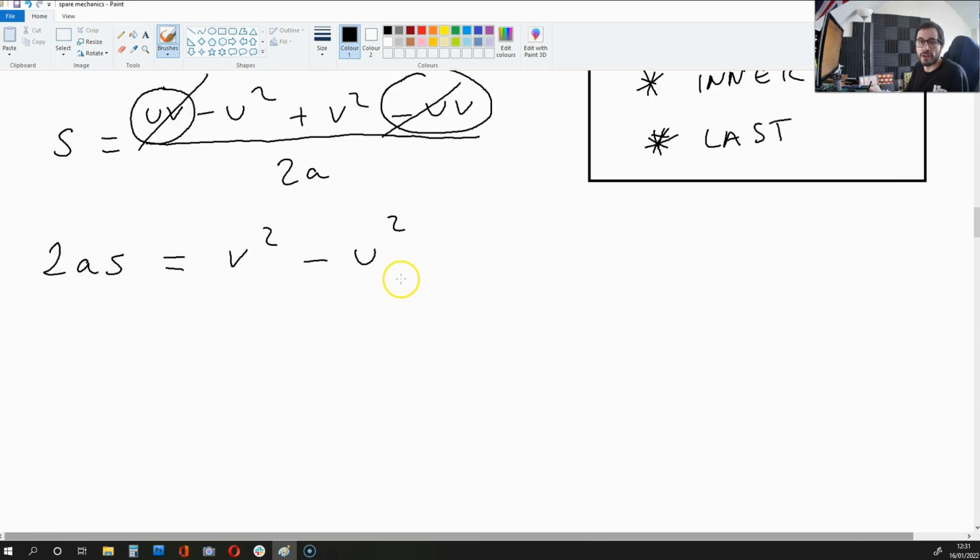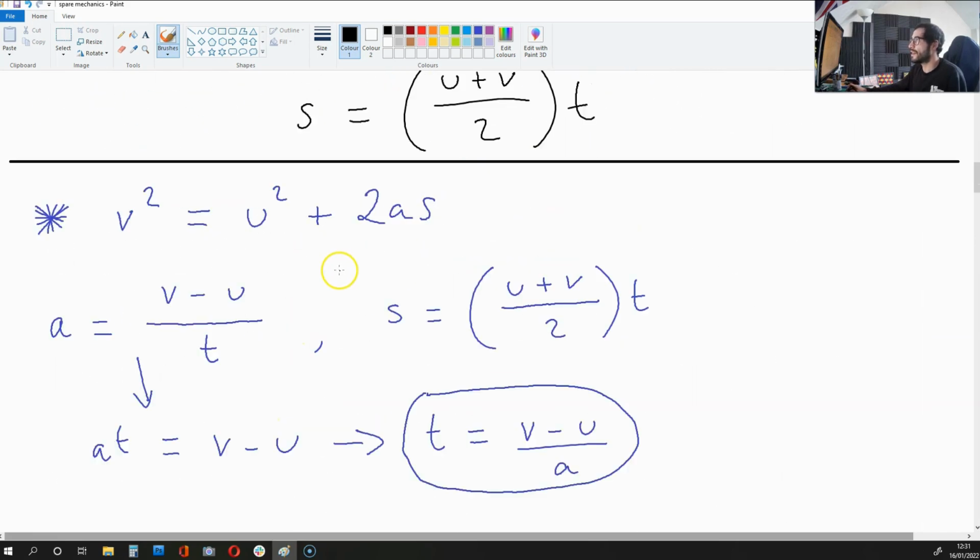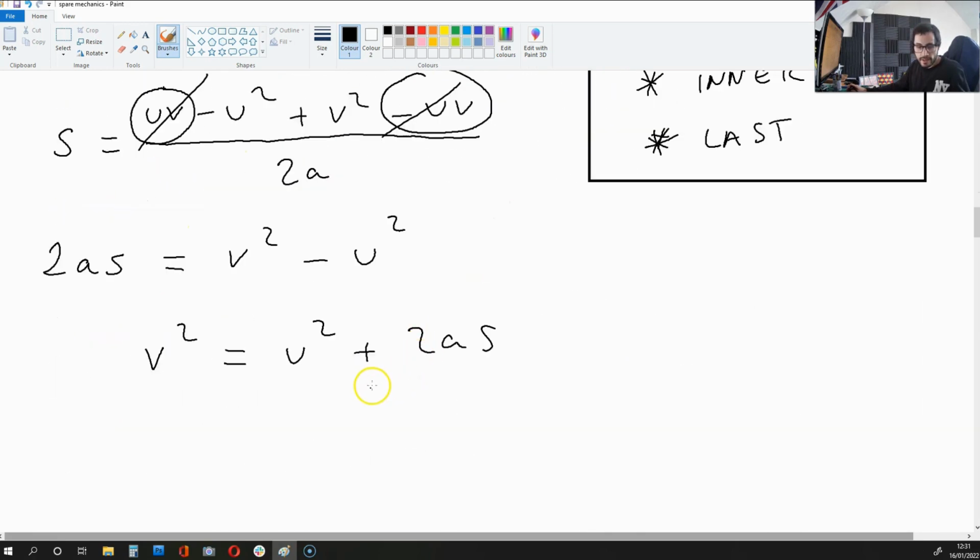Now, if we add u squared to both sides of this equation, what we then get is v squared is equal to u squared plus 2as, okay? And we've derived the third equation over here, okay? So that is the final velocity squared is equal to the initial velocity squared plus 2 times acceleration times displacement.